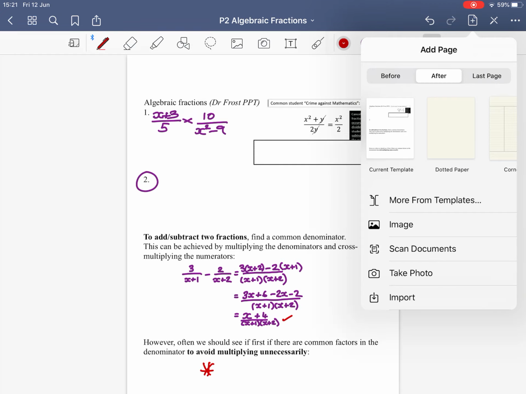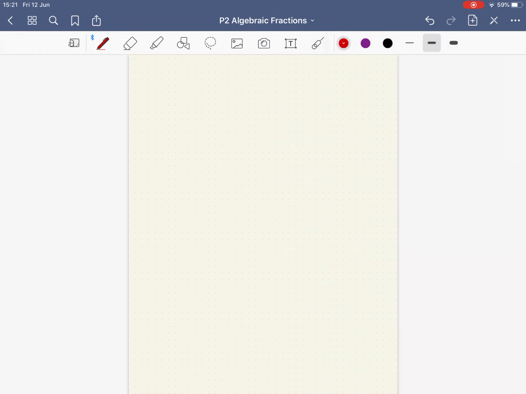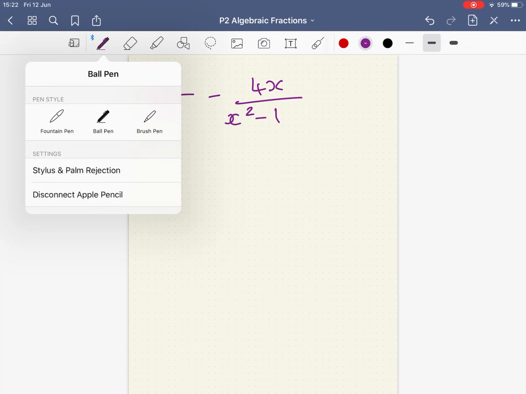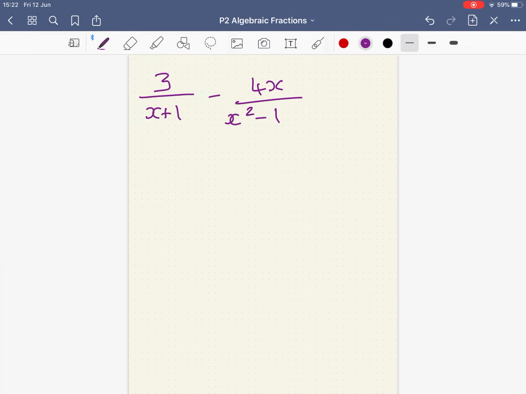If you don't want to write it down, well, no one's going to be checking. But you might want to add it in. So it says we should... it's all about making sure you cancel first if you can. So it's 3 over x plus 1 minus 4x over x squared minus 1. Now, the thing here is, again, look for what you can factorise. We can factorise this here, okay? This is the difference of two squares.